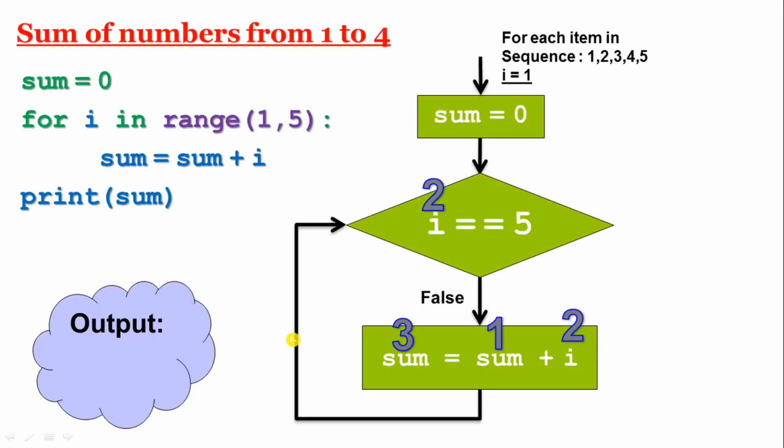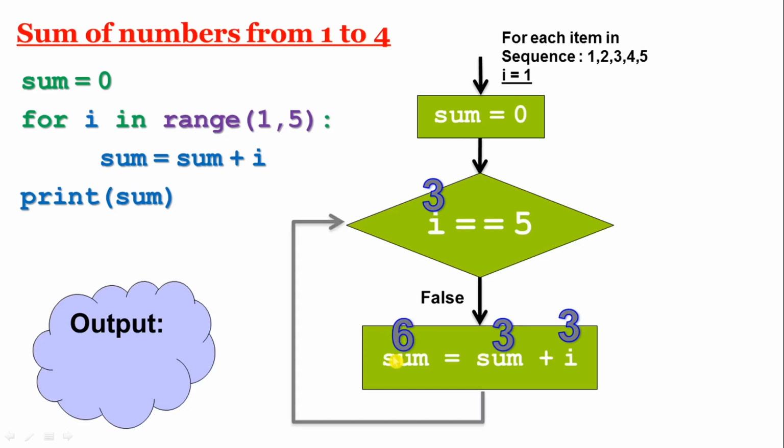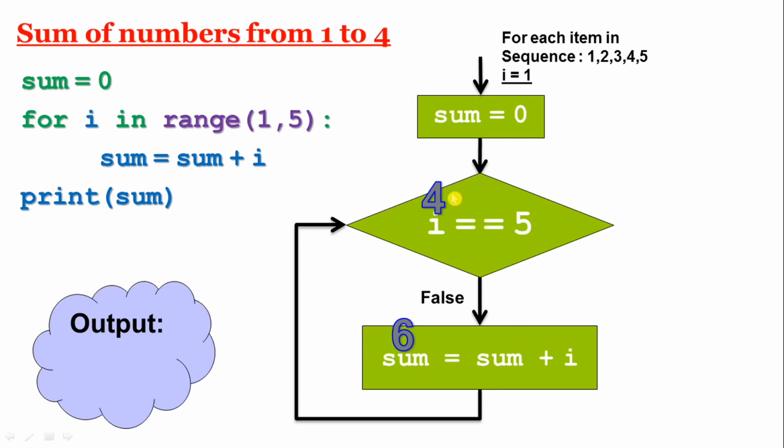It will go to the condition again, but before going, i will be equal to 3. 3 is equal to 5? It is false. Sum will be 3. i is 3. 3 plus 3, the new sum is equal to 6. Then it will go to the condition again. But before, i will be equal to the fourth member, which is 4. 4 is equal to 5? It is false. Then 4 plus 6 is 10.